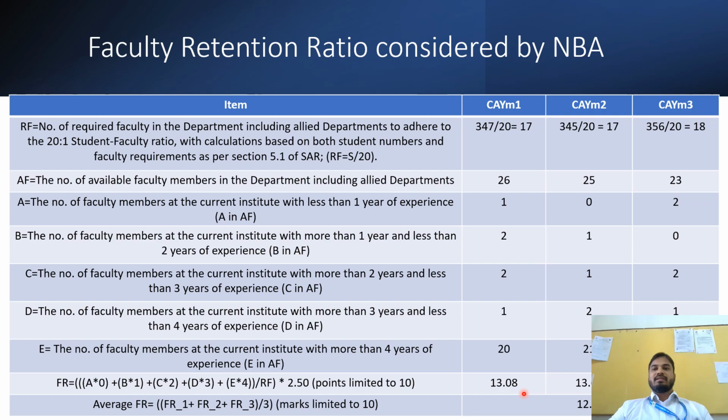So even if it crosses 10, say the value I am getting is 13.08, the maximum that can be given is 10. Above that, whatever it goes, even if you have n number of faculty, this will be capped to 10. Similarly, it will be done for CAY M2 and M3, and the average faculty retention will be the summation of all these three divided by 3, which is going to be somewhere around 12 point something, and the maximum points that can be gained for this is 10. So the maximum is 10 points for faculty retention that can be considered by NBA for the new SAR under Tier 1.